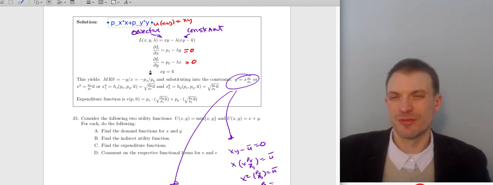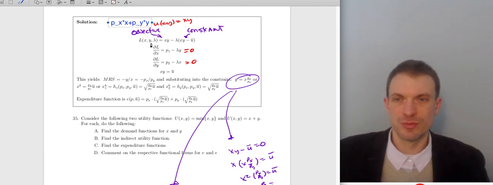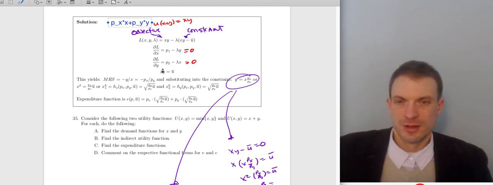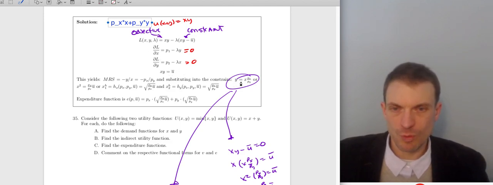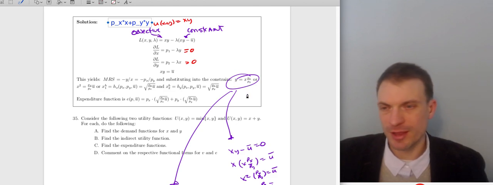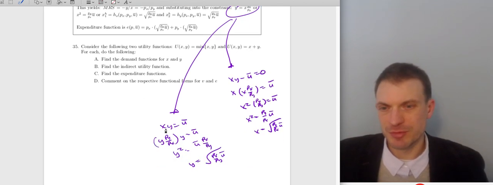So if you have questions here, I would look at the expenditure minimization video that I've got, and I'll walk through that more carefully. This is my substitution I'm going to make. Y is equal to x times Px over Py. And then I'm going to substitute into the constraint.